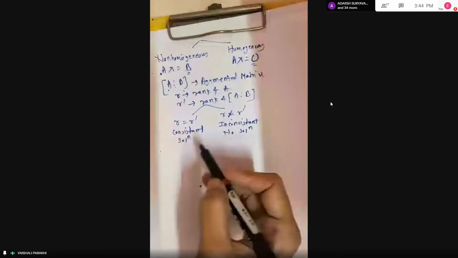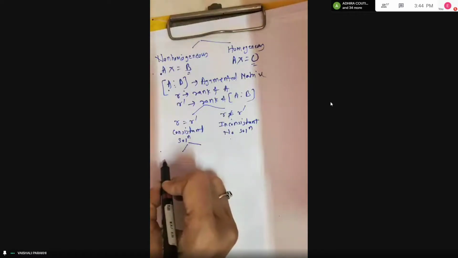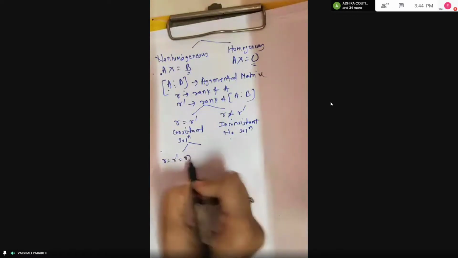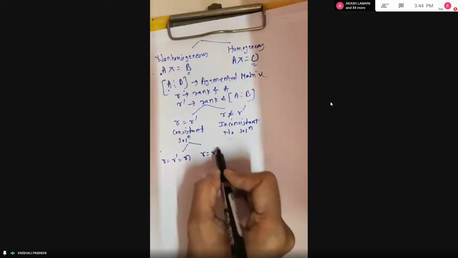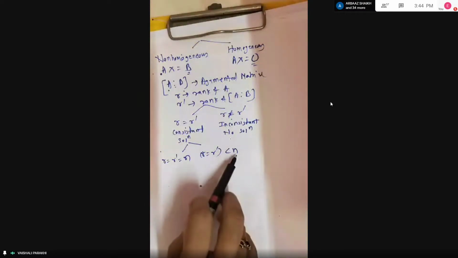Now, where the system is consistent, there are again two cases. One is R is equal to R dash is equal to N, and the other is R is equal to R dash which is less than N. What is N? N means the number of unknowns in the system of equations. For example, if the system contains 3 unknowns x, y, z, then N will be 3. Sometimes x, y, z, w, then N will be 4. In this way, you can find the number of unknowns.